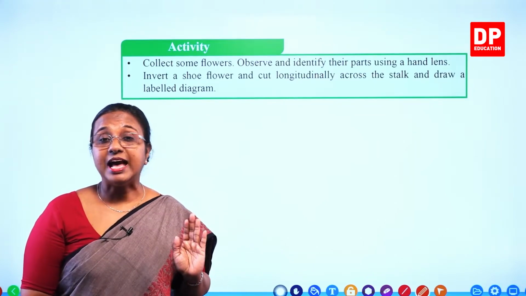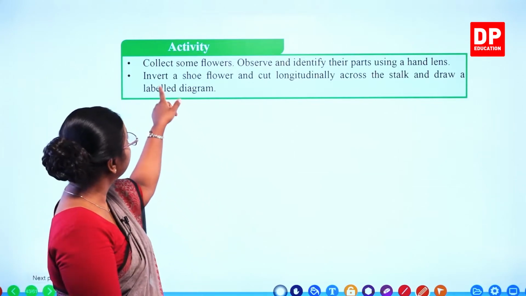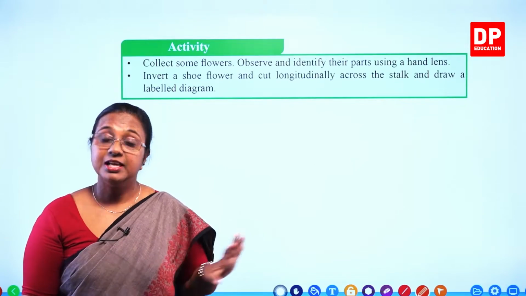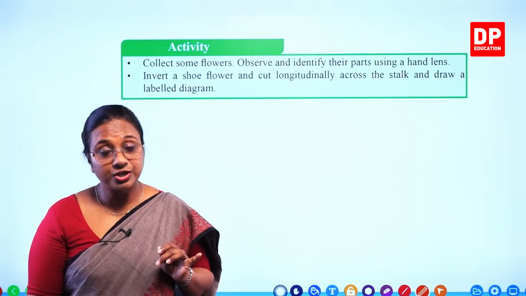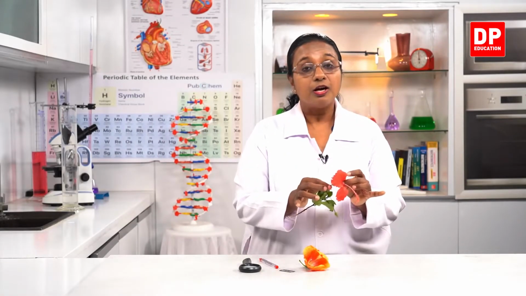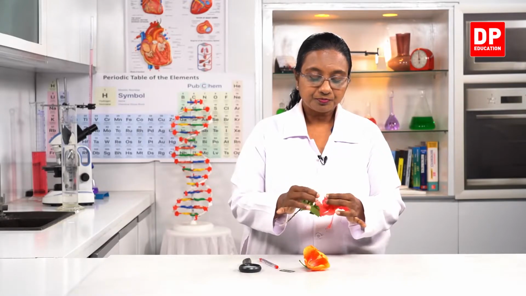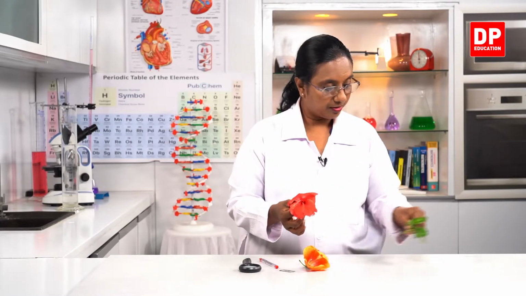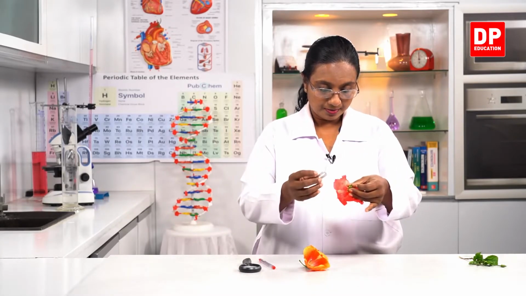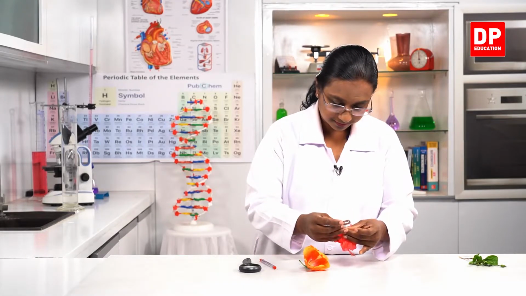So before doing that, we will go to the lab and we will observe this flower. Then we will observe the longitudinal section of a shoe flower. Thereafter, I will draw and show you all the diagram. What I am going to do is take a longitudinal section of the flower. To do that, I will take the flower from here. Then from this side, using a sharp blade, we cut it across.